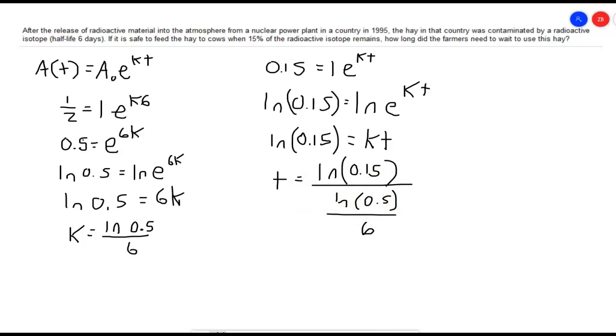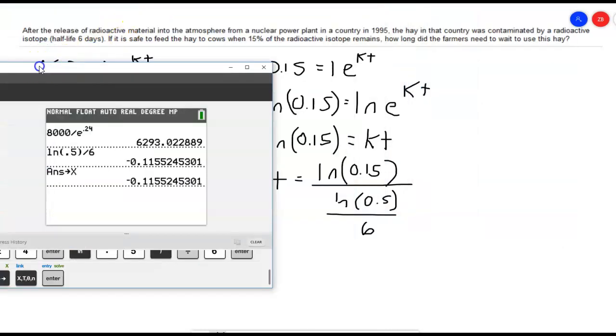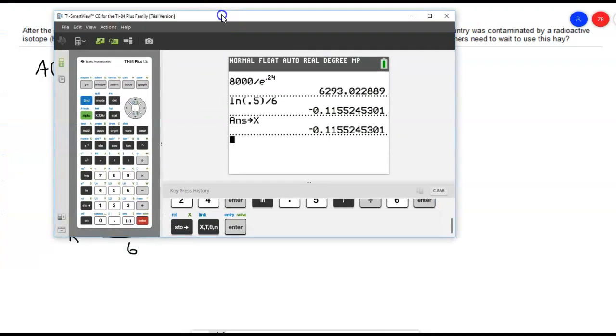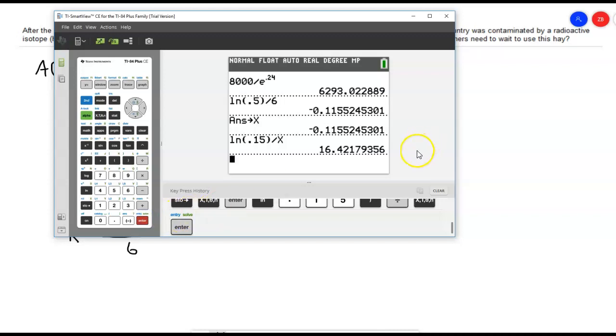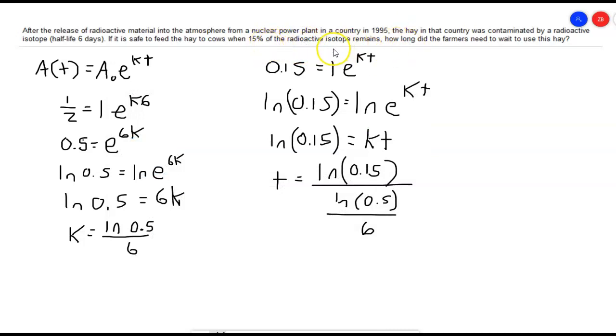So now when I go to get my final answer, I am just going to do the natural log of 0.15, and that's going to be divided by, and in this case, I saved that last answer as x. So I'll do that. It looks like 16.42. So about 16.5 days it'll take for this radioactive isotope to get down to 15% with a 6-day half-life.